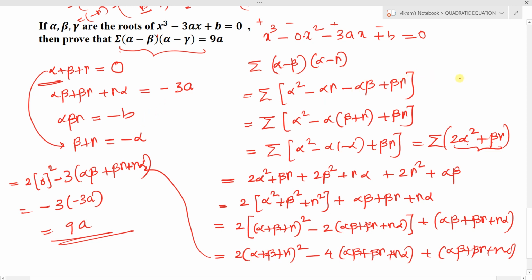I think you understand how to solve these types of problems. If he hasn't given any information regarding the roots or the factors of the given cubic equation, then we need to check whether the sum of the roots is 0 or not. Thank you. In the next class we'll come with a few more problems.